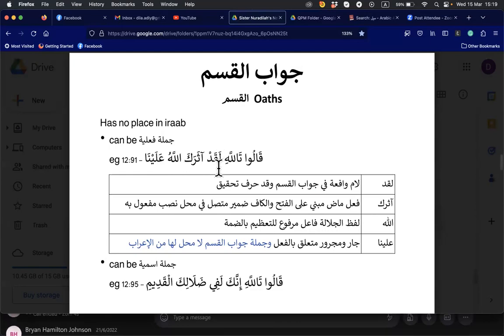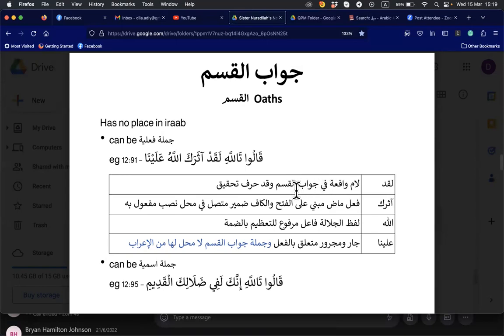So this lam taukid, but we have a technical term, right? Same term. It's called lam waqi'ah. Oops, this is a typo, it's waqi'ah. And then of course, fi jawabil qasam. If it's jawabul syart, we say lam waqi'ah fi jawabil syart. Right, so here is a lam waqi'ah in our jawabul qasam.